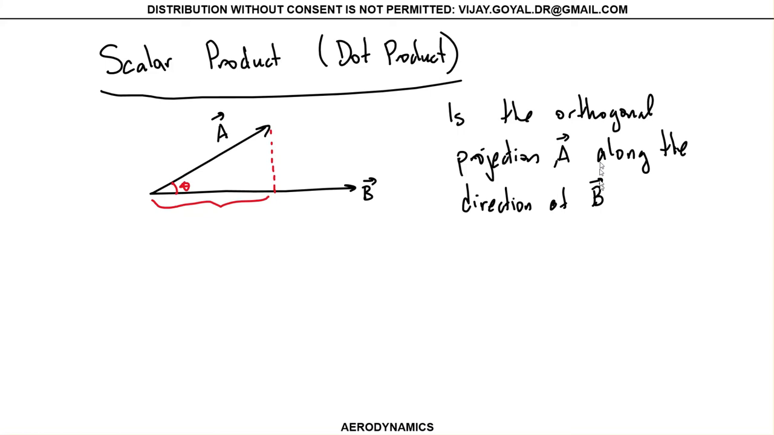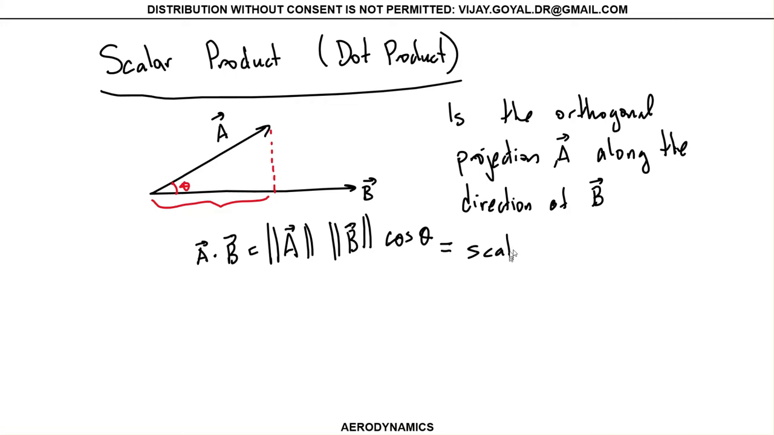Okay, so how do we find this? Well, A dot B will be the magnitude of A times the magnitude of B times the cosine of theta. And the result, when you do a dot product, you get a scalar. This is nothing else than a scalar.